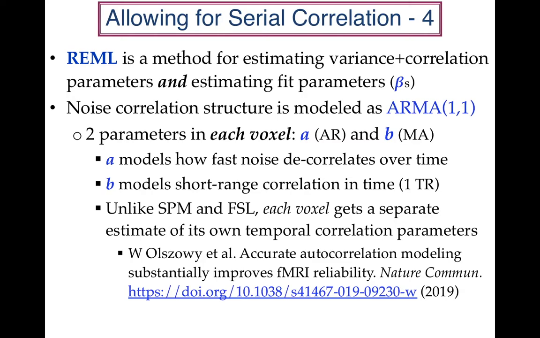Unlike SPM and FSL, in AFNI, every voxel gets a separate estimate of its own temporal correlation parameters. That is not a dramatic effect, but it does improve FMRI reliability. A paper, which is not from our group, by Viktor Olszowy, appeared in 2019 describing this.